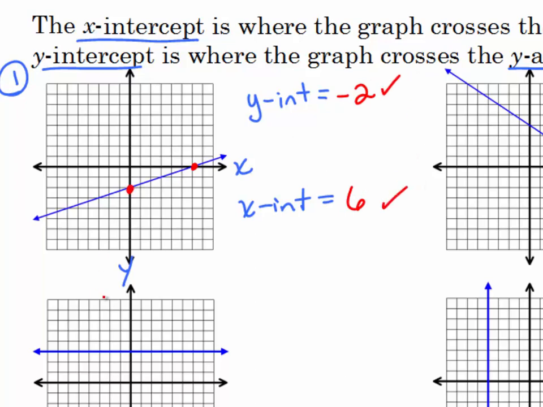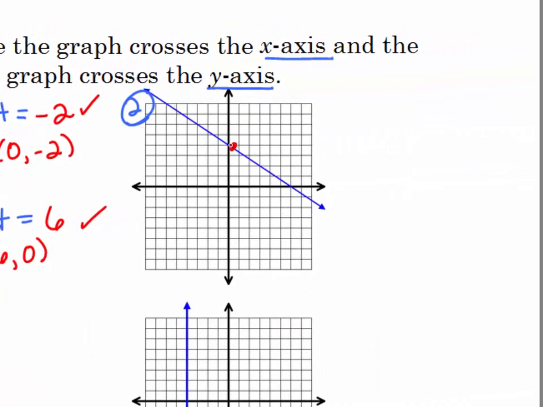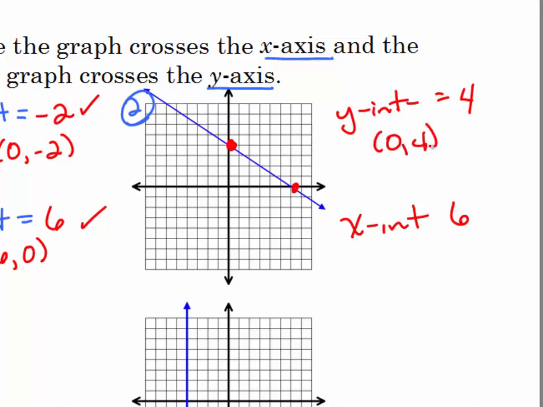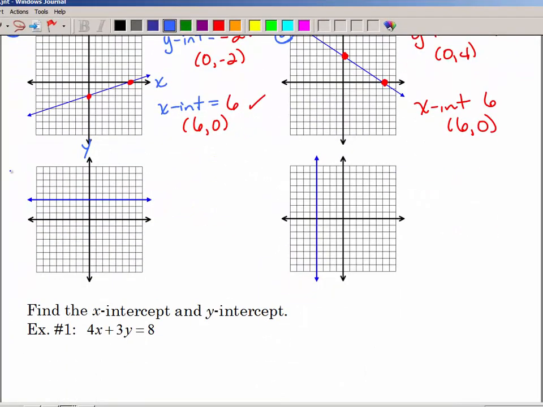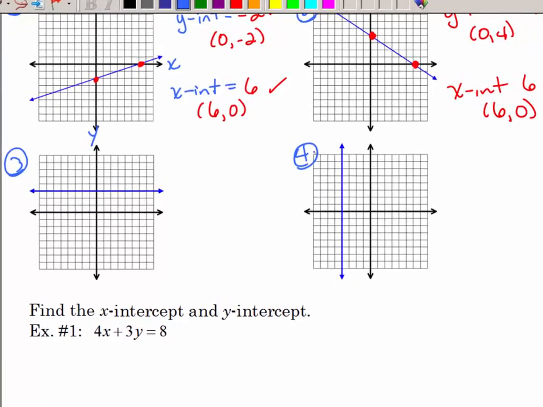What would be the ordered pair? That ordered pair would be (0, -2), and this ordered pair would be (6, 0). You need to think about those as ordered pairs, not just as numbers. Let's look at the second example. The y-intercept is at +4, and the x-intercept seems to be 6 again. So the ordered pair for this one would be (0, 4), and the ordered pair here again would be (6, 0).